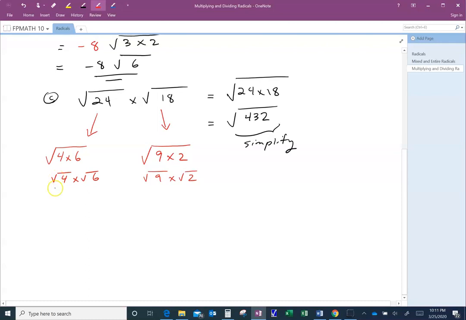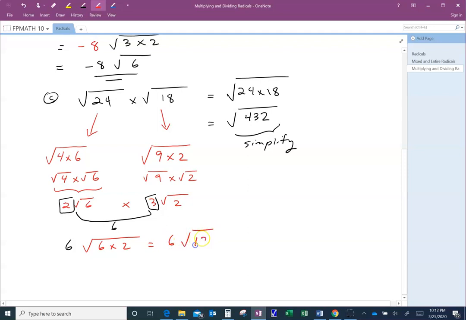Let's simplify this. This is 2 root 6, and this is 3 root 2. Now we can multiply them. Very easy. You have the 2, you have the 3. You multiply those two, you get 6, so 6 is outside. And now you multiply the radicals, and that is 6 times 2. Final answer, 6 root 12.